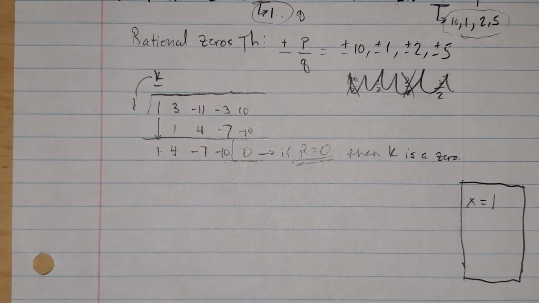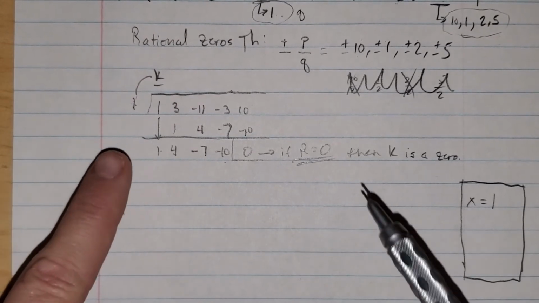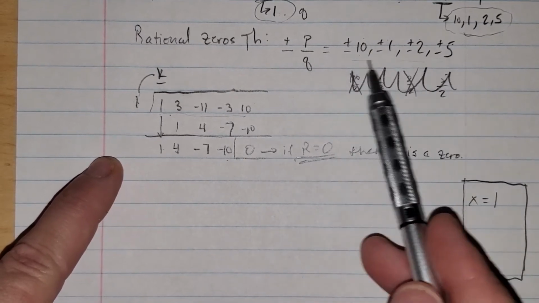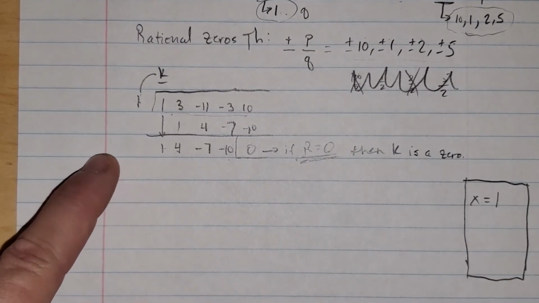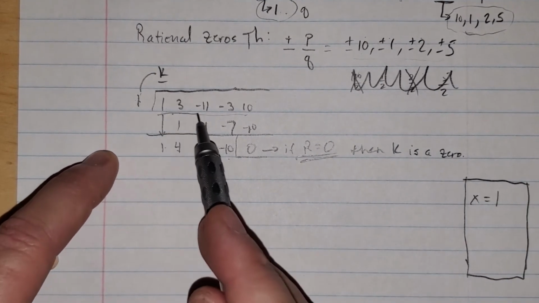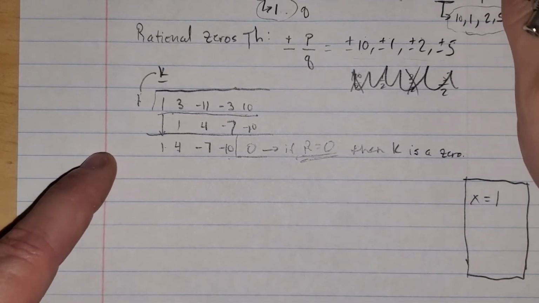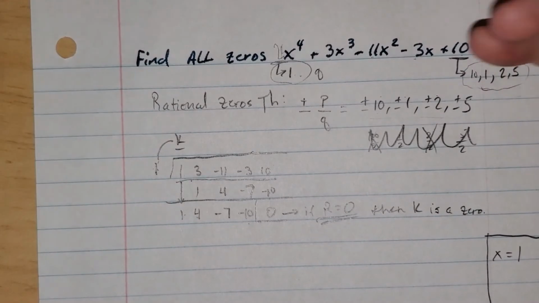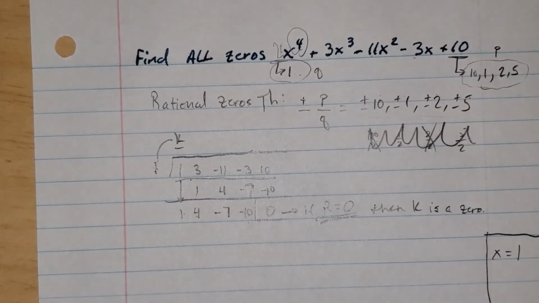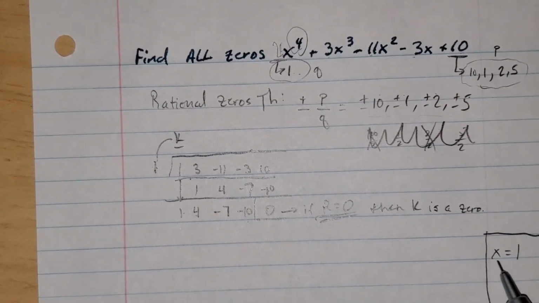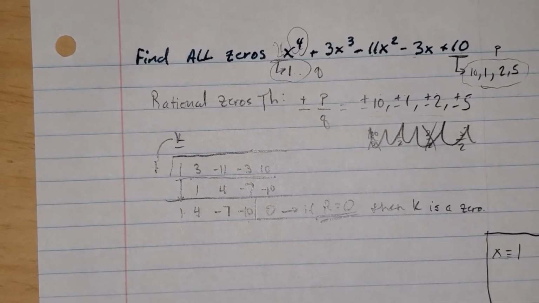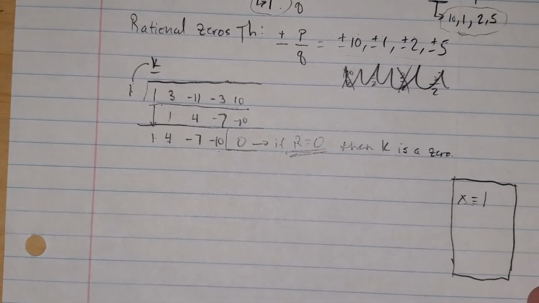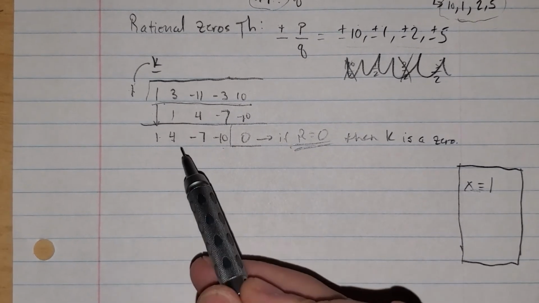Now, a mistake most students make is they take these same numbers here and want to try another zero. Do not do that. Let me explain. This set of numbers represents a 4th degree polynomial. You have taken a zero out. And so what you are left with now is not a 4th degree polynomial.